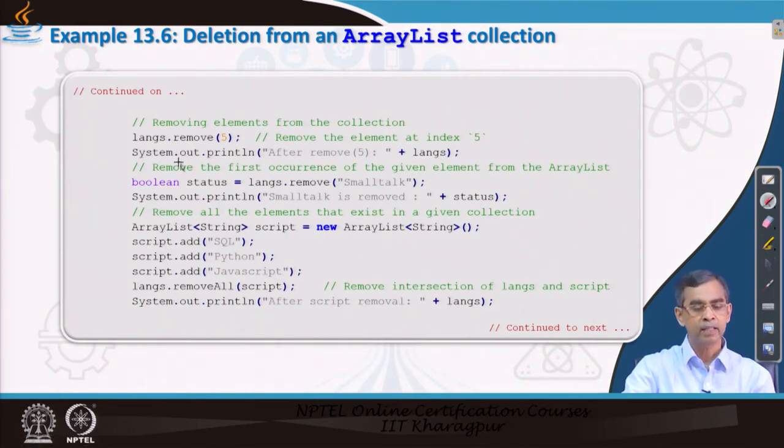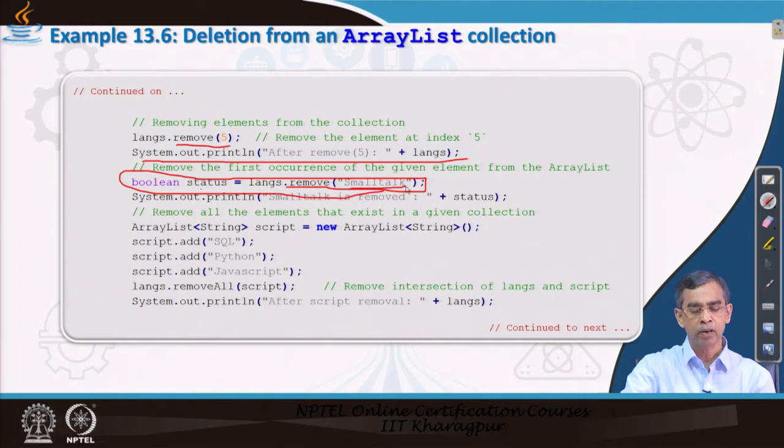Now, here is the method remove(5), you can understand what it does for you. It will basically remove the element which is at the 5th index, and after removing it will print the modified collection. Then status = remove("small talk"): if it is successfully removed this object, then status is a boolean, that means true or false. So, you can understand whether small talk was there in the collection, and if it is there, then it will remove it, and then after removal you can print the list also.